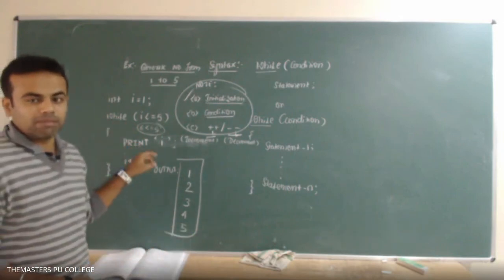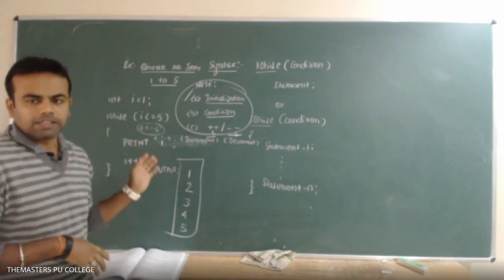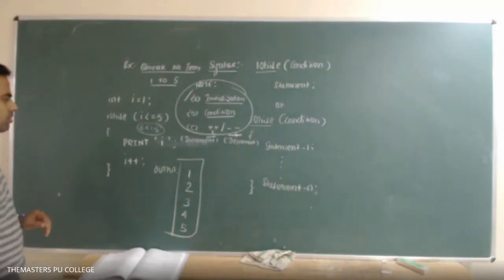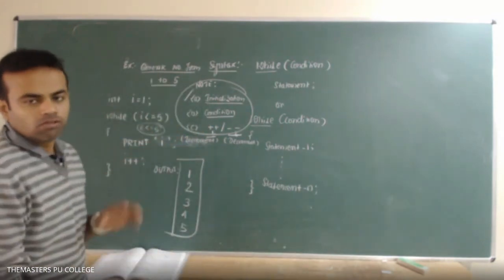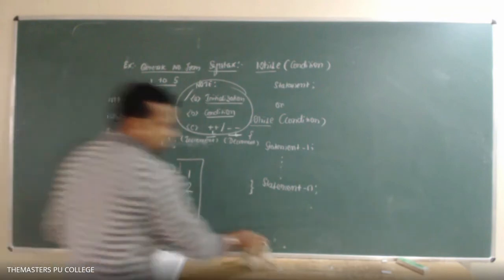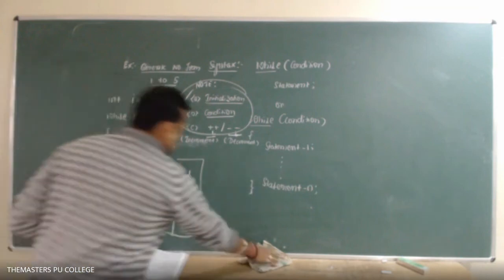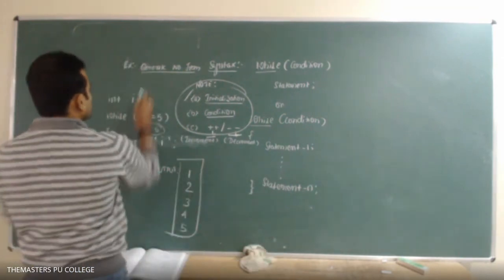So one more example here only I will give. Is the example clear? After that one more example, I will go with the flow chart of while loop. Right now I need to generate the numbers from 50 to 100. You see this, 50 to 100.